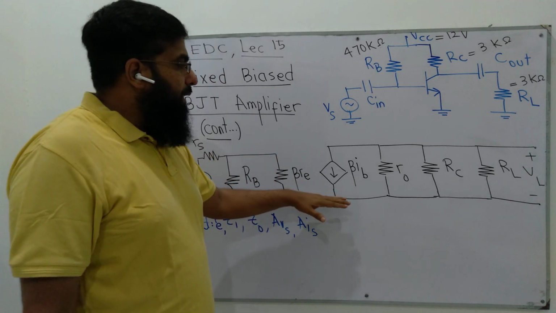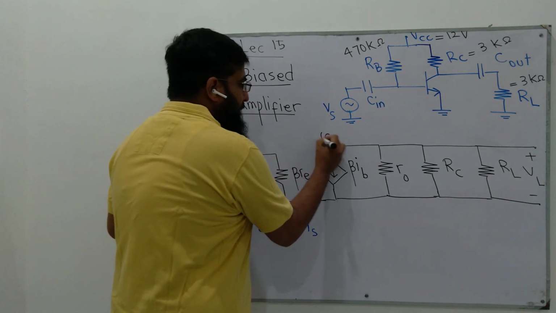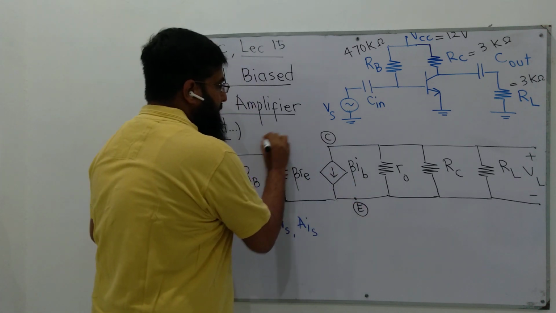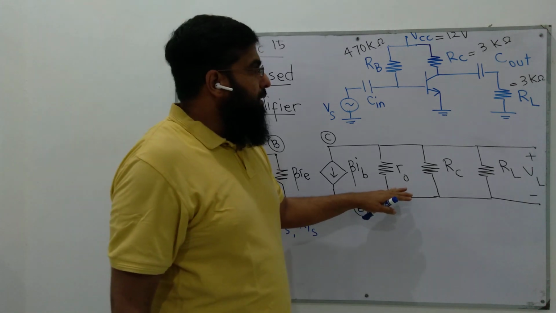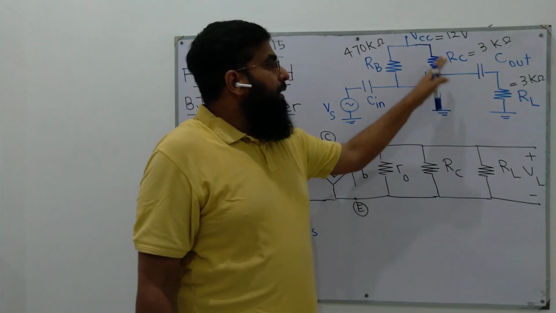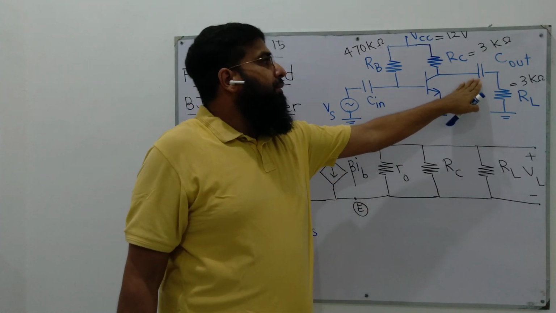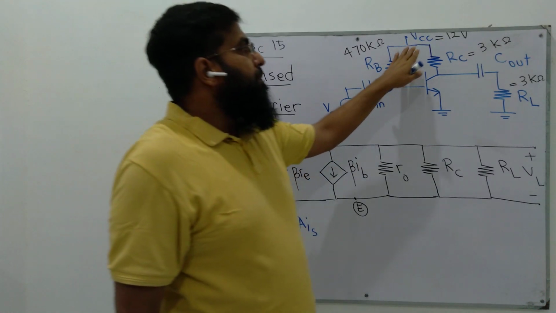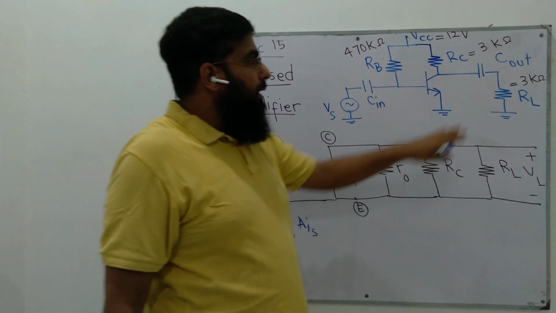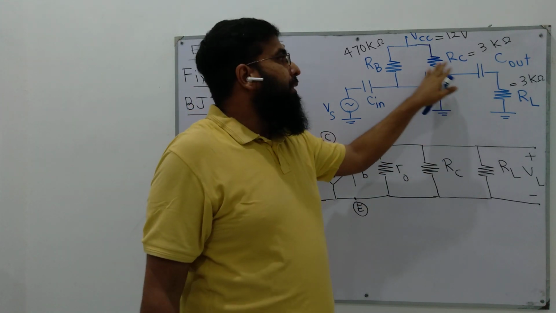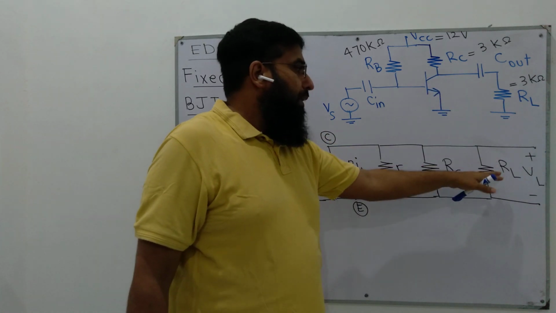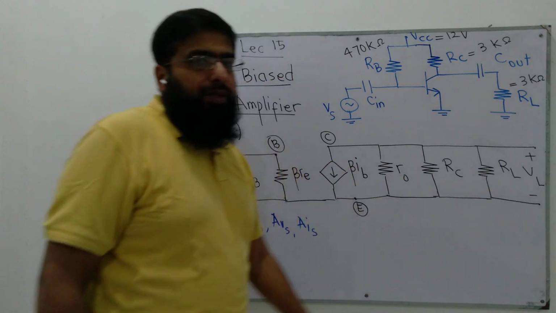Then at the output side we have this beta IB, the current source. This is the collector terminal, this is the emitter terminal grounded, and this is the base terminal. This R0 is the resistance of the collector terminal with respect to ground, it's a very large value. And then we have RC and RL appearing in parallel with each other because we applied the superposition theorem, and this VCC was assumed to be grounded, and this capacitor short circuited, that brings RC and RL in parallel with each other. Then across this parallel combination you find Vout.